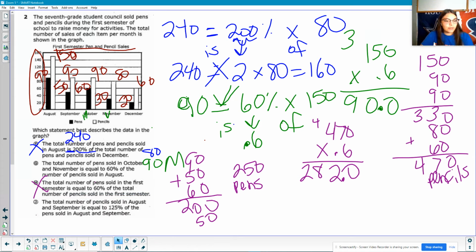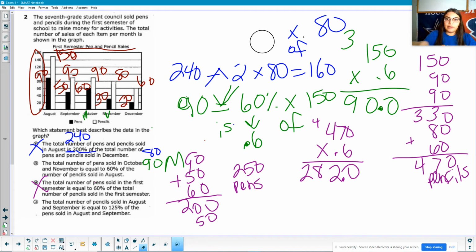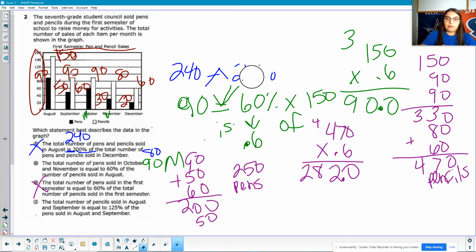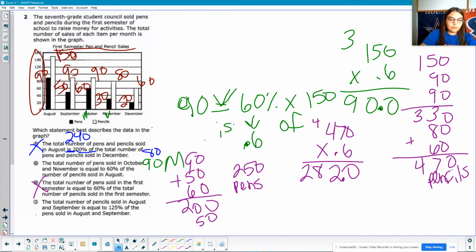Final answer choice, the total number of pencils sold in August and September is equal to 125% of pens sold in August and September. Okay. So pens sold in August and September, let me do a different color. Actually, let me erase some of this. Erase the top part. There we go. And I'm going to do red, I haven't done red.